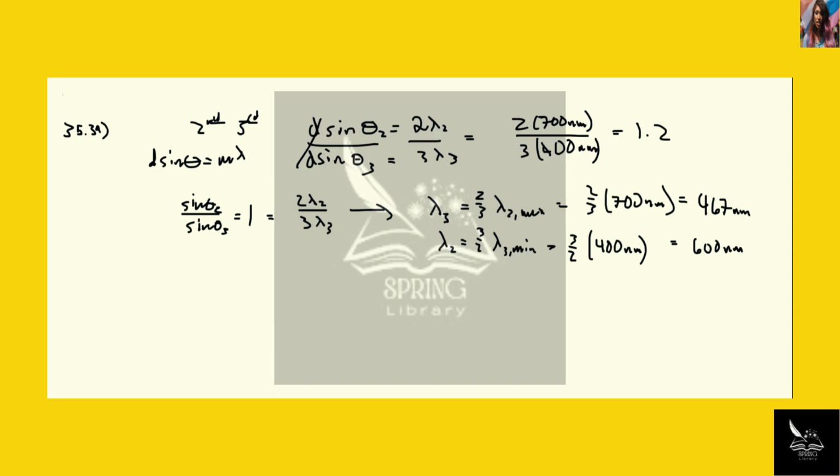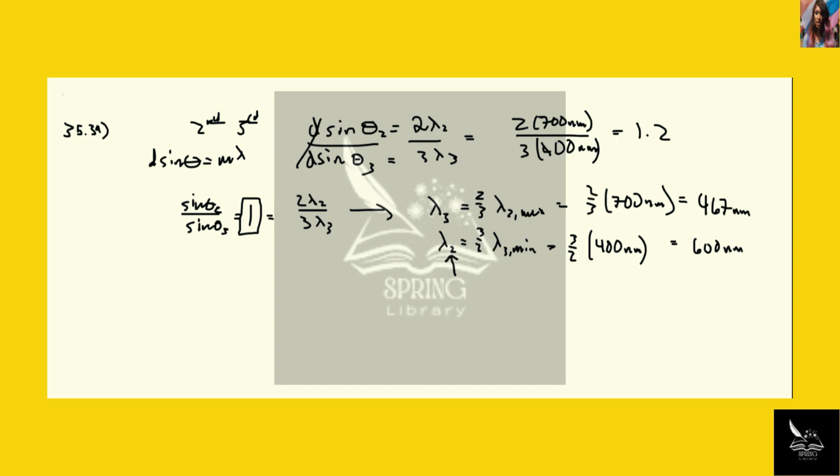This might seem like a lot of numbers, and it might seem weird that we didn't really solve this problem yet. But we did, because we said these sines are equal to each other, the sine of both angles. And we found the maximum for lambda 3 and the minimum for lambda 2.